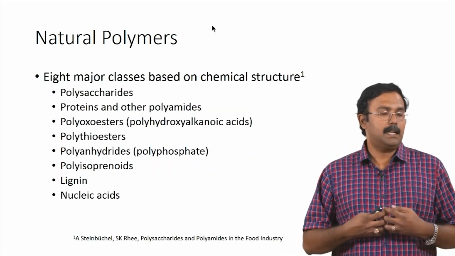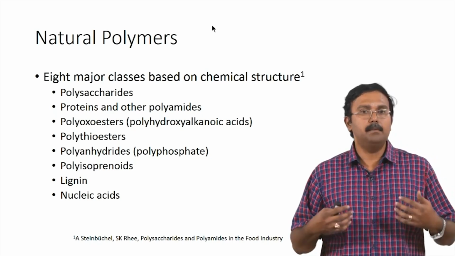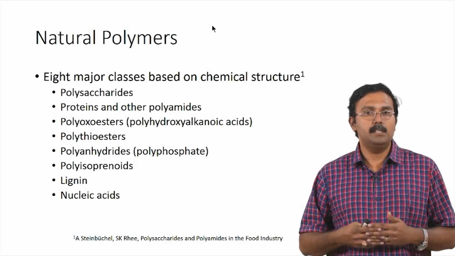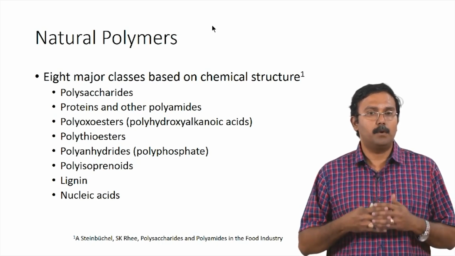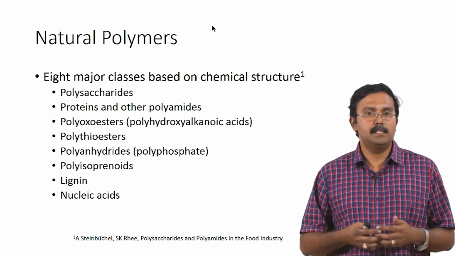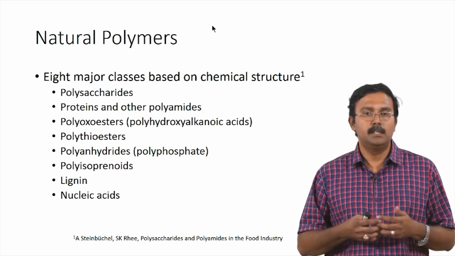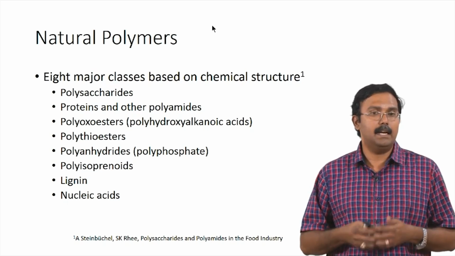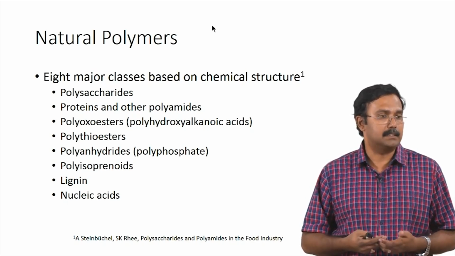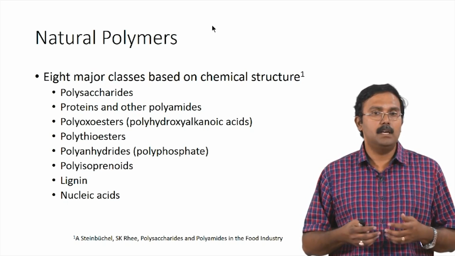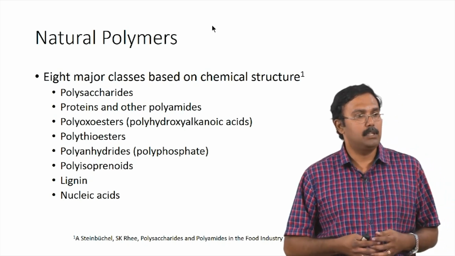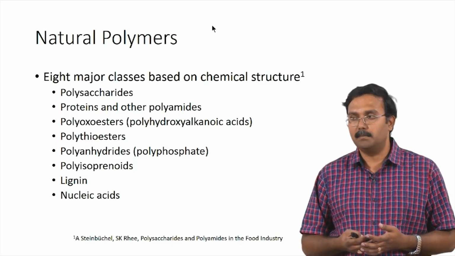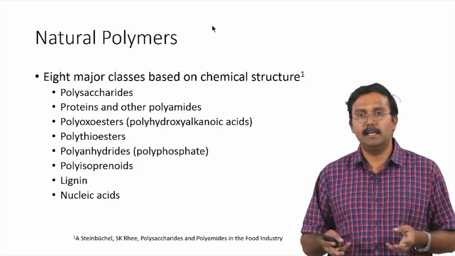So, natural polymers are actually classified into 8 major classes based on chemical structures. So, polysaccharides, proteins, polyoxoesters, polythioesters, polyanhydrides, polyisoprenoids, and lignin and nucleic acids are the 8 classes. So, out of these, polysaccharides and proteins have actually been extensively studied, because those are the components which are present in your ECM, right. So, they have actually been explored in depth.